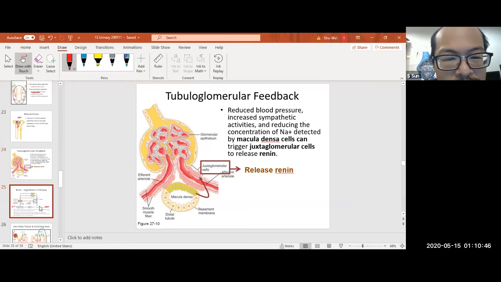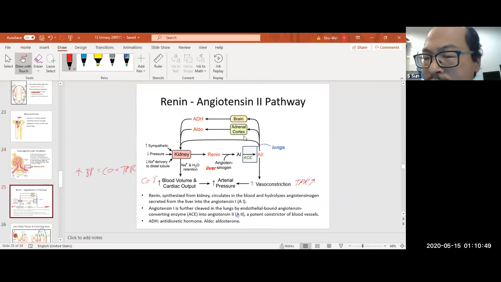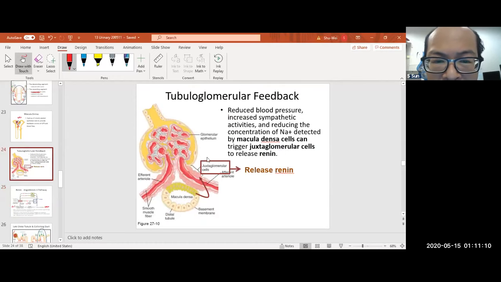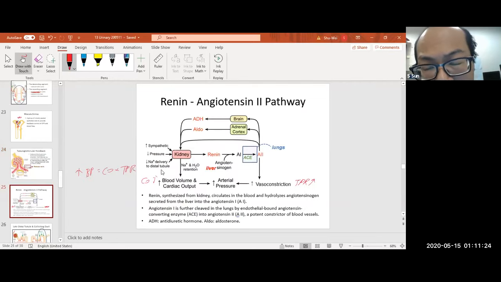I want to say, this figure, we see this one over and over again, and today we complete it. The reason I say that is that this renin angiotensin II pathway all begins in the kidney, all begins in the nephron, and basically all begins at the macula densa, this area. This is called tubular to glomerular feedback, sending a signal back to the glomerular capillary. And all begins from there.